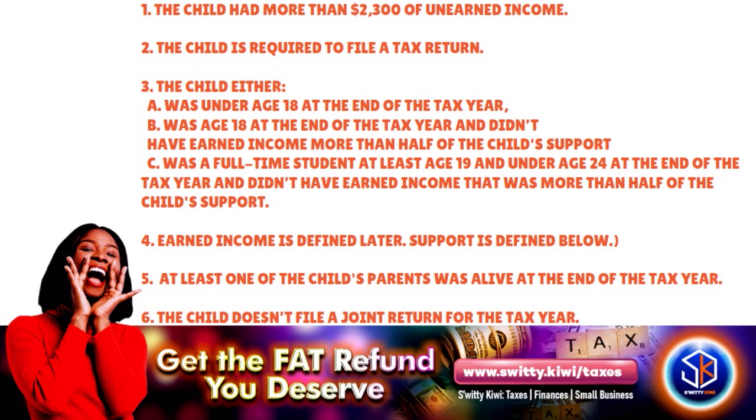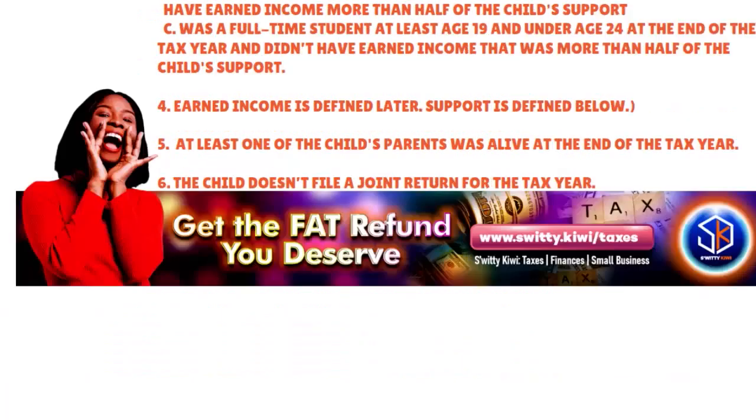If the child is required to file a tax return, the child either was under age 18 at the end of the tax year, was age 18 at the end of the tax year and didn't have earned income that was more than half of the child's support, or was a full-time student at least 19 and under age 24 at the end of the tax year and didn't have earned income that was more than half of the child's support. So you can see that you have to make sure the rules apply to you, and at least one of the child's parents was alive, because we've got to have proof of life here, and the child doesn't file a joint return for the tax year.